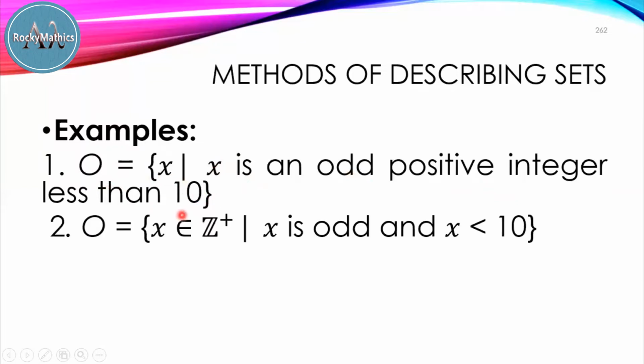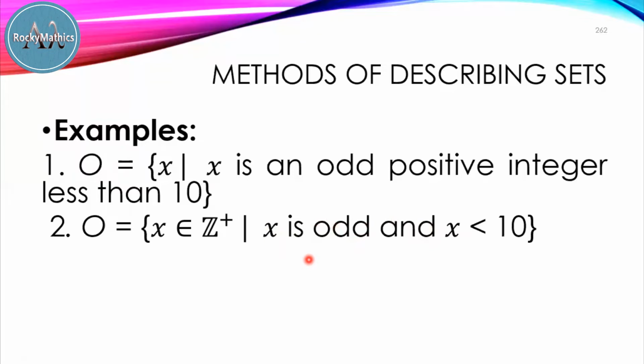Okay? Number 2, O is the set of x, where x is taken from the set of positive integers, where x is odd and x is less than 10. So, meaning the elements of this set are those odd positive integers only, less than 10. So, for example, 2. Does 2 belong to this set? No, because 2 is even and not odd, though it is less than 10, but it should be odd. Okay? So what are the elements in this set? 1, 3, 5, 7, and 9.